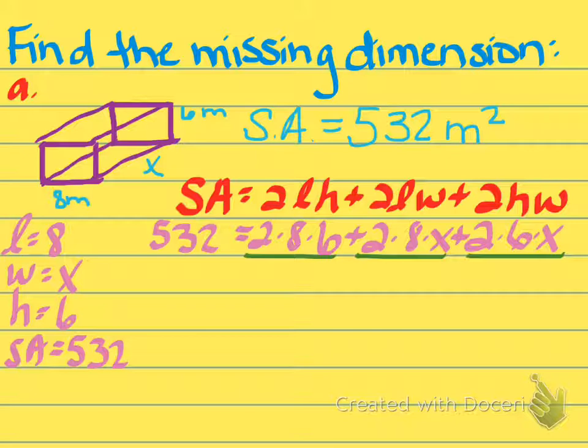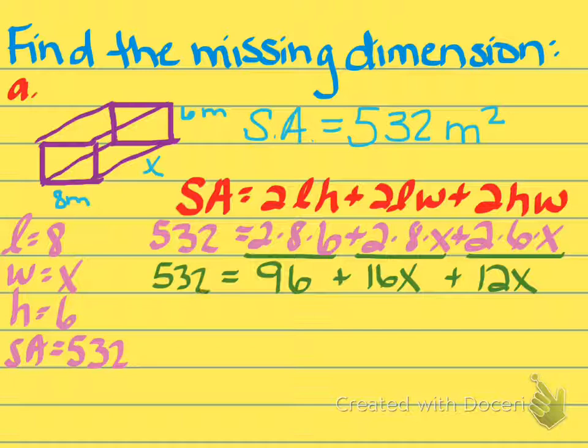All right, so for this we've got 2 times 8, which is 16. 16 times 6, which is 96. Is that right? 16 times 6. Oh, I'm so smart. Look at that mental math and memorization skills I have. All right, then we've got 2 times 8, which is 16 times X. And then we have 2 times 6, which is 12 times X. So that'll be 12X. And we bring down that 532.